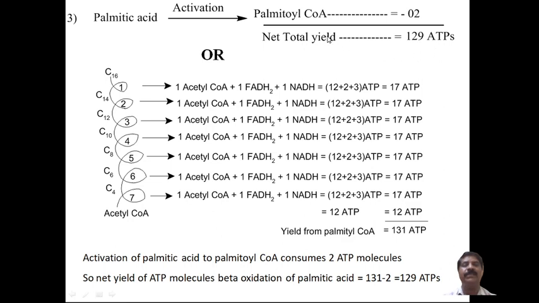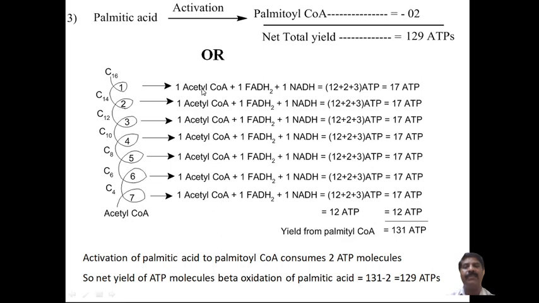This is the calculation, and we can also see it here. This is the spiral. The acetyl coenzyme A, 7 cycles, from 16 carbon atoms to 14 and so on, 1 to 7 cycles will be there. First, in this cycle, it converts 1 acyl coenzyme A plus 1 FAD to FADH2 plus 1 NADH.